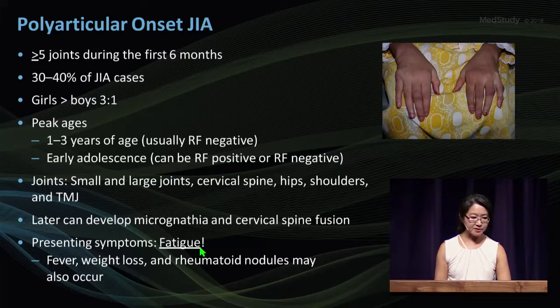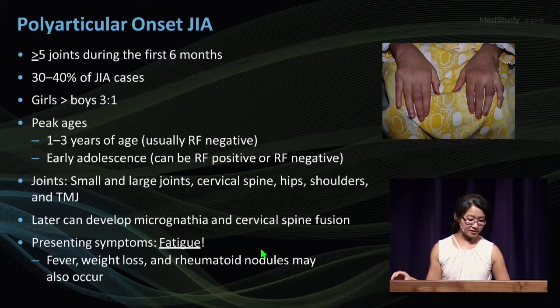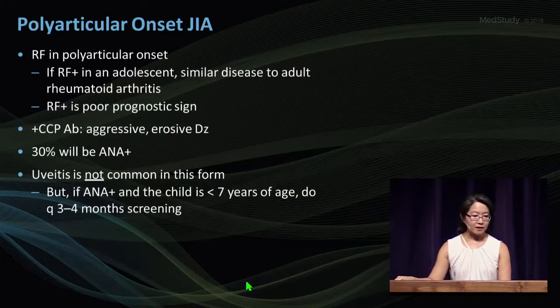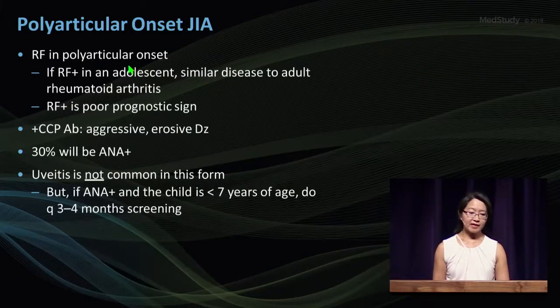The presenting symptoms for polyarticular onset JIA are typically fatigue as well as stiffness. Fever, weight loss, and rheumatoid nodules can also occur. For patients who are rheumatoid factor positive, this is a poor prognostic sign. They tend to have a higher rate of deformities as well as radiographic erosions. The CCP antibody is another antibody that we check. It stands for cyclic citrullinated peptide. If they have both rheumatoid factor positive and CCP positive, they have pretty aggressive disease and prognosis is poorer.